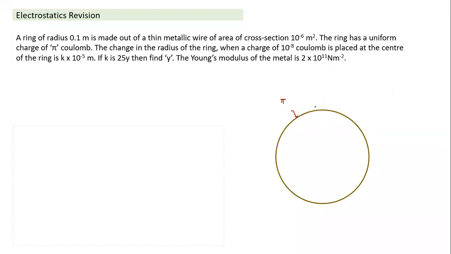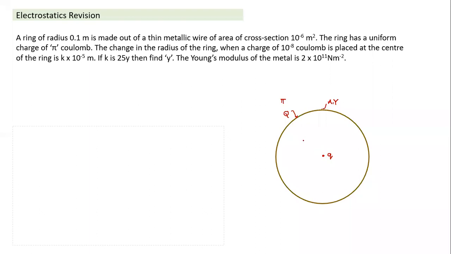Its area of cross section A is given. Its Young's modulus is given. So we place a charge Q at the center of the ring. If I place a small charge q at the center of the ring, what is asked here? What is the change in the radius of the ring when charge Q is placed at the center of the ring? First of all, why should the radius of the ring change if I place a small charge q here?